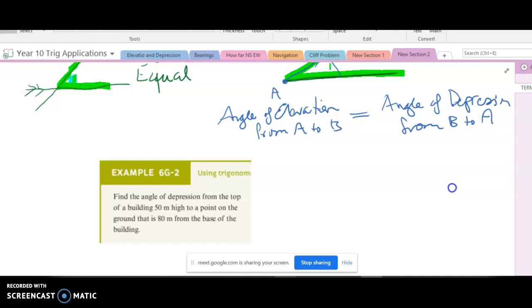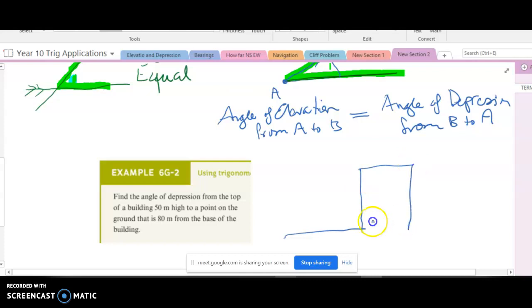So very simply put, as I say, it's a worded question, no diagrams. Which angle are they talking about? So you do a quick drawing of it. There's your drawing of a building. Okay, there's a building. We're looking at the ground. Someone from the top of the building, which is 50 meters high, looking down at the ground, which is about 80 meters from the base.